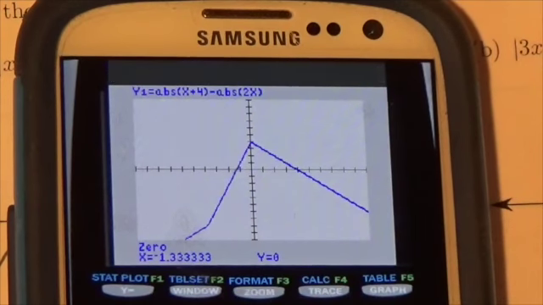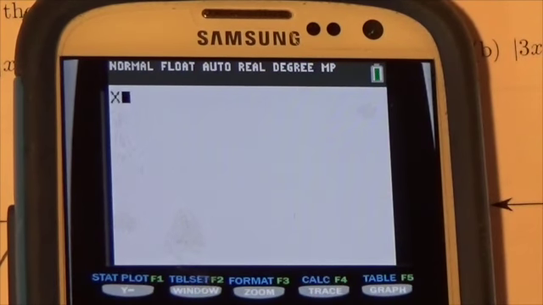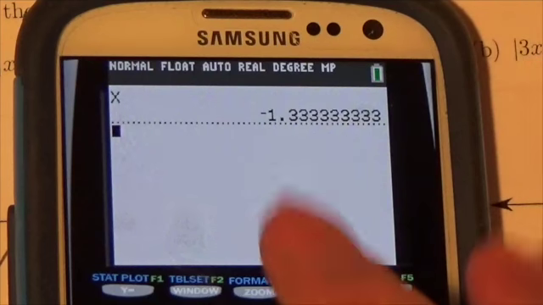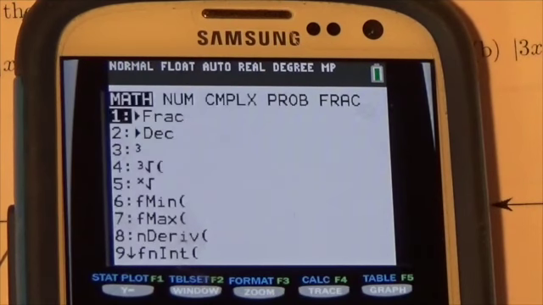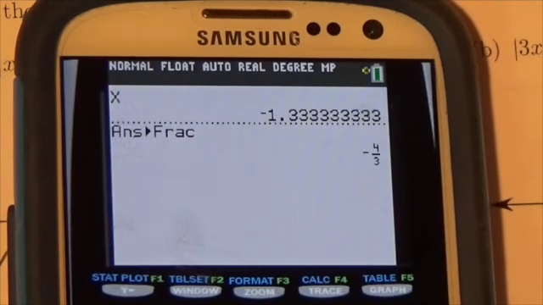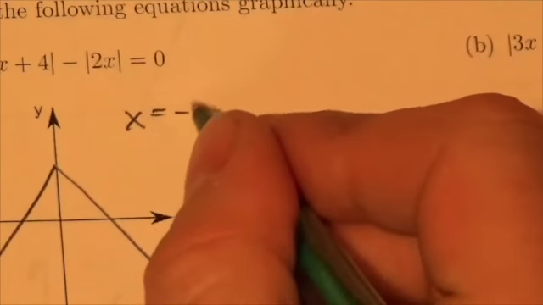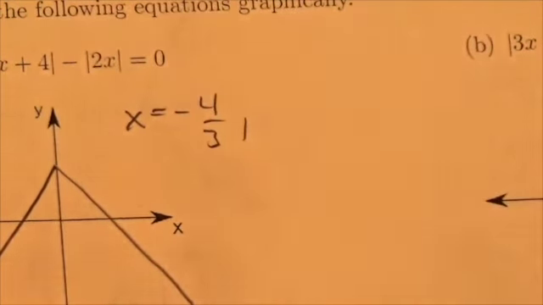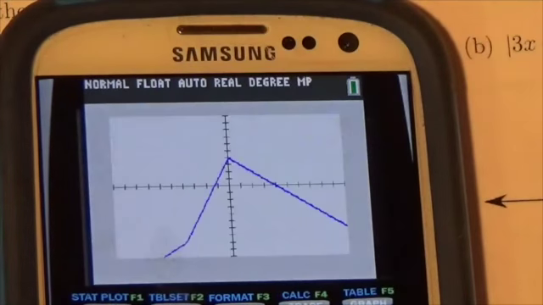Now watch what I can do here. I can quit out of that graph. If I press X, the calculator remembers what that is, and so I can convert that to a fraction. Negative 4/3. So the first answer here is negative 4/3. Now I'll go back to my graph.